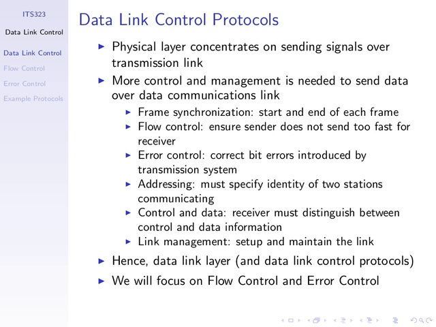And other features are necessary for managing the link. Make sure the link is up and running before we send data, to set up the link. And in some systems, when we finish sending the data, we need to turn off the link, tear down the link. We're going to focus on flow control and error control, which are perhaps the two most important features. And we'll also see that these features come out not just in the data link layer, but also in the transport layer and other layers. So they're more general concepts than just the data link layer.